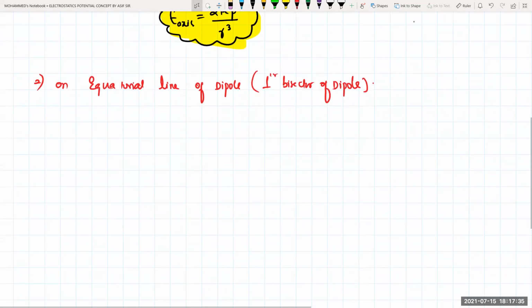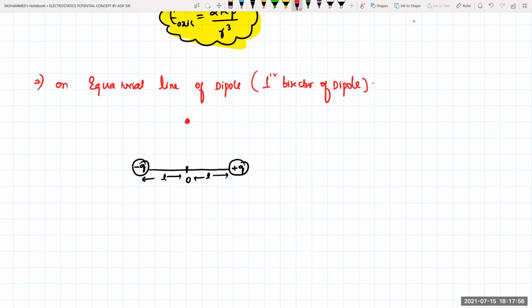Now see, this one is minus Q, and this one is plus Q. The distance between them is something like this, and this is the center O, this is L, and this is also L. So total distance between them is 2L. Now I'm taking a point on the perpendicular bisector, at a distance R. Obviously this distance and this distance will be equal to how much, beta? This will become under root of L square plus R square, and this one is also under root of L square plus R square.